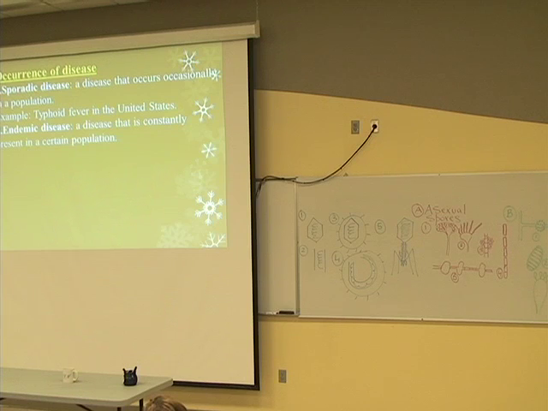What else would you put as sporadic in the United States? What other disease? Tuberculosis in the United States is sporadic. In Asia, tuberculosis is epidemic. What else? Yellow fever is sporadic. One more, and then we'll move on. Sporadic.